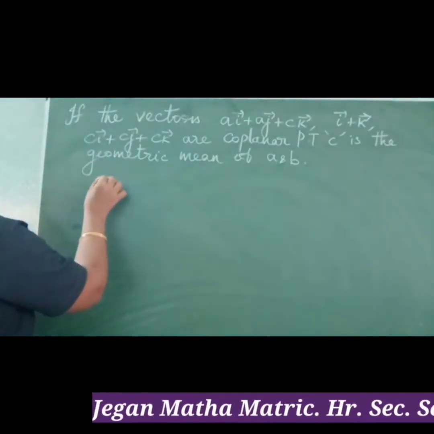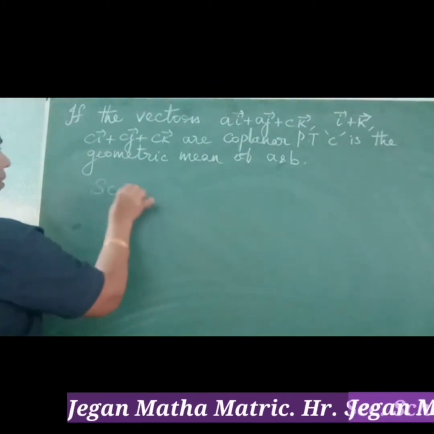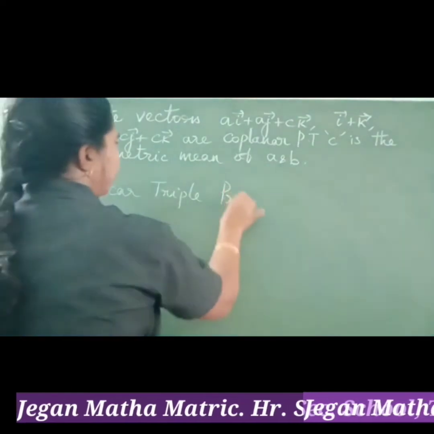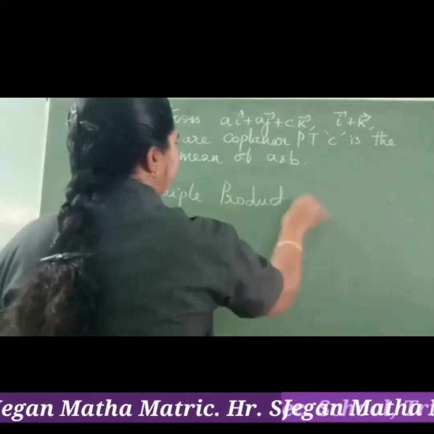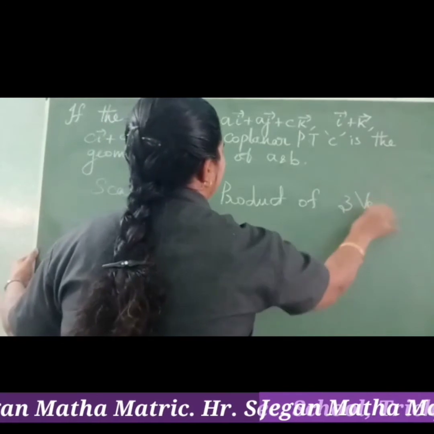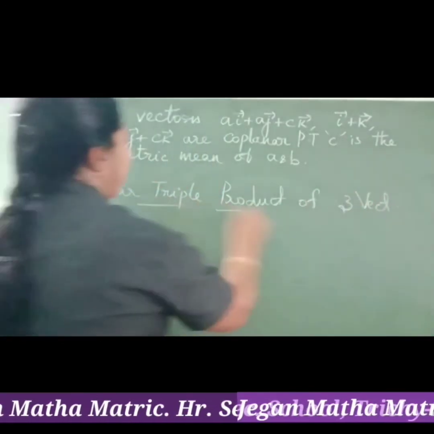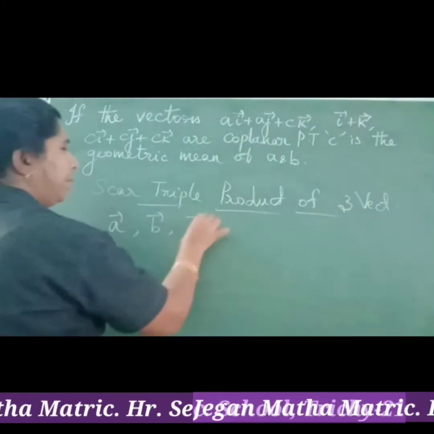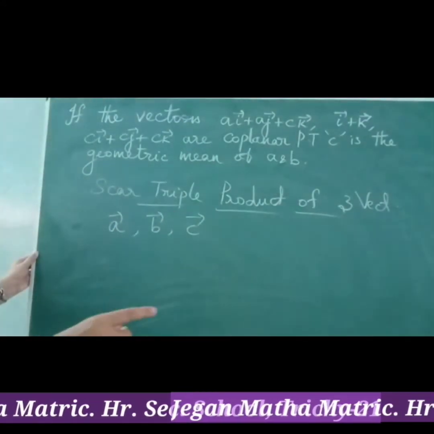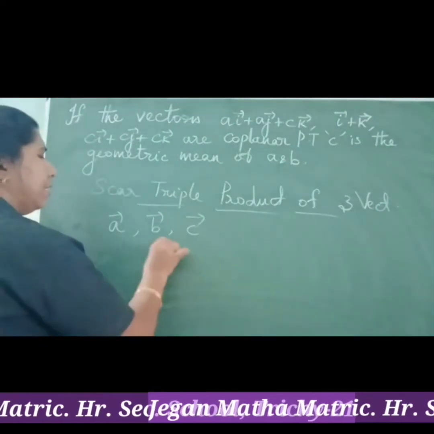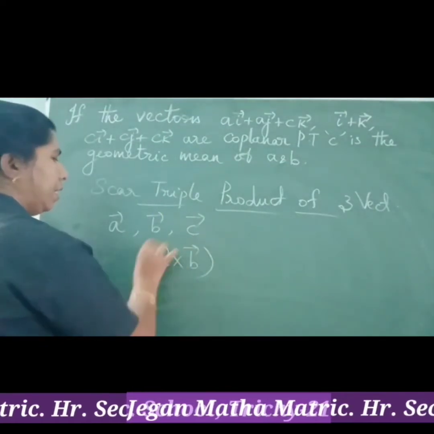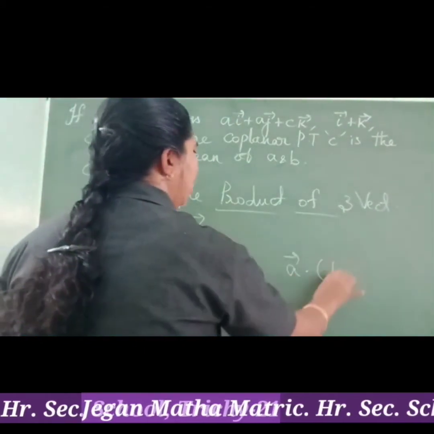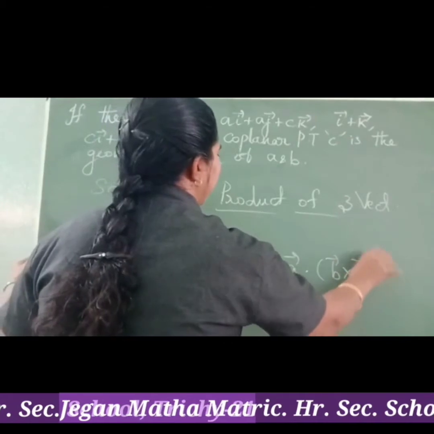Scalar triple product of three vectors. We can take the three vectors be A, B, C. The scalar triple product of three vectors can be written as A cross B dot C or A dot B cross C.